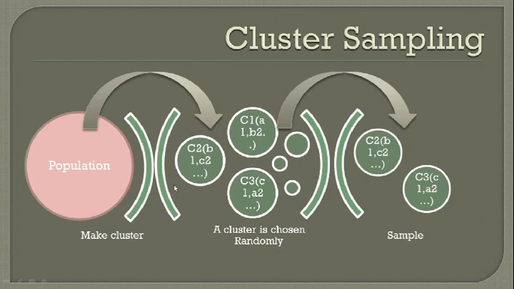Now let us discuss cluster sampling. Here is the population. In the first step, we have to make clusters. We made clusters here, that is cluster C1 containing A1, B2, etc., from the heterogeneous group of data, and cluster C2 containing B1, C2, etc. Then a cluster is chosen randomly. The entire cluster will be chosen as a sample. Now, after sampling, C2 is chosen here and C3 is chosen here. So C2 comes with all its contents, that is B1, C2, and C3 comes with all its contents, C1, A2, etc. This is cluster sampling.